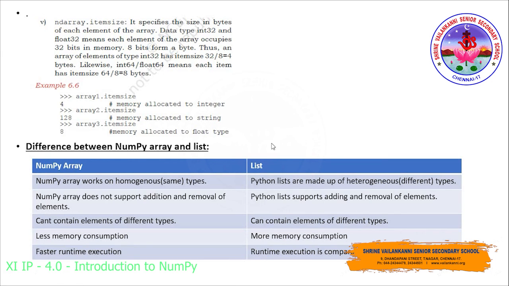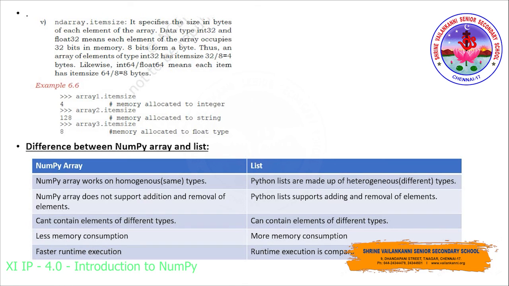And now let us see some differences between a NumPy array and a list. In the previous slides we have discussed the difference between list and array, and now we are going to discuss NumPy array and list. A NumPy array works on elements that belong to the same data type, whereas a list is made up of elements of different data types. And a NumPy array does not support the addition and removal of elements, whereas in a list the addition and removal of elements is possible.